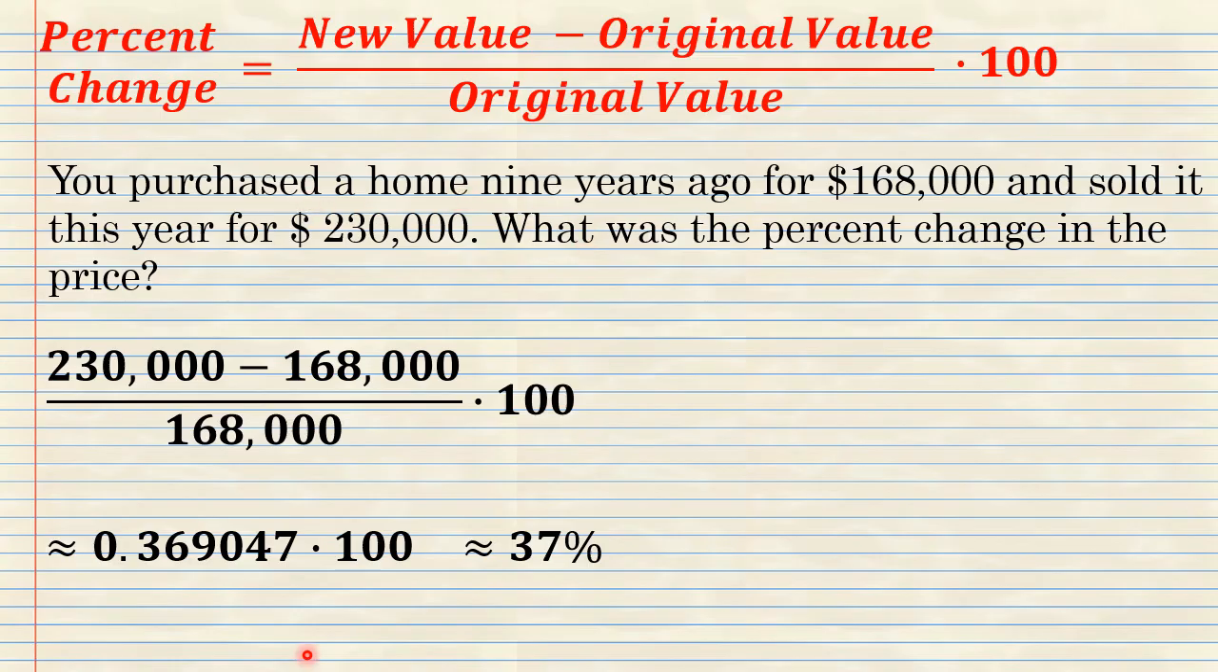So over the course of 9 years, this house has gone up by approximately 37%. I've rounded it off to the nearest percent. Because the value is positive, that means the home went up in value, and it obviously did. It went from 168,000 to 230,000. It went up in value over those 9 years by 37%.